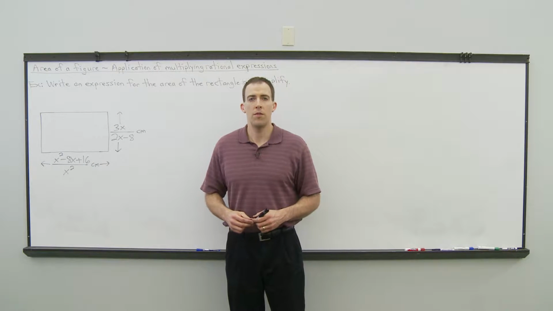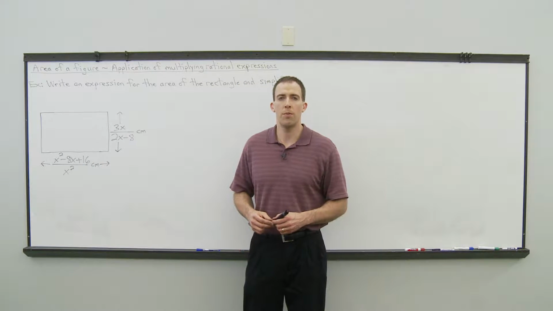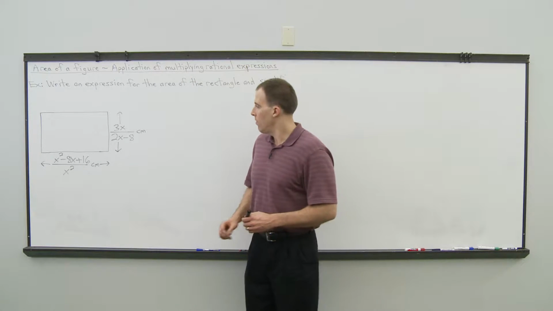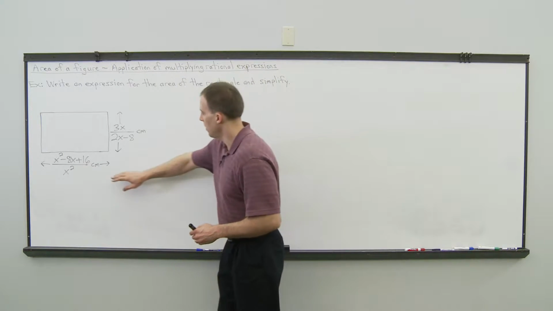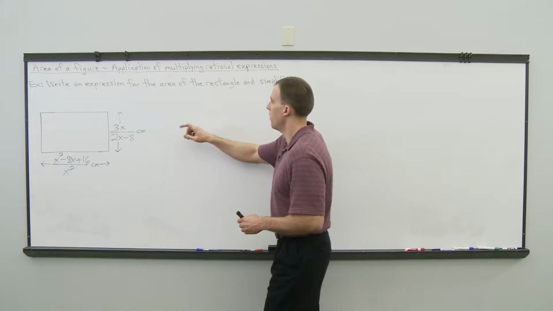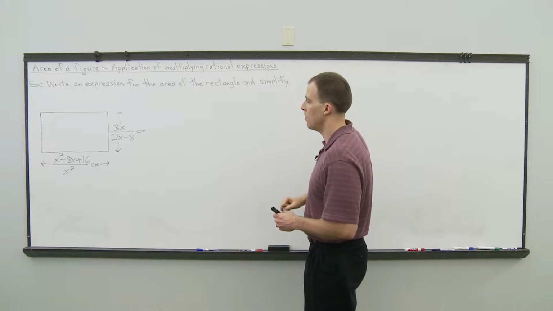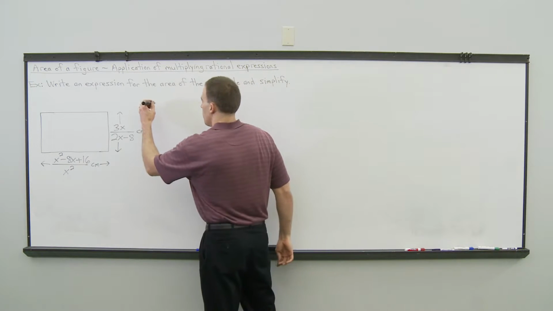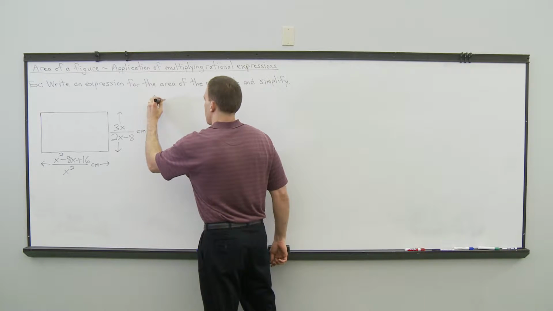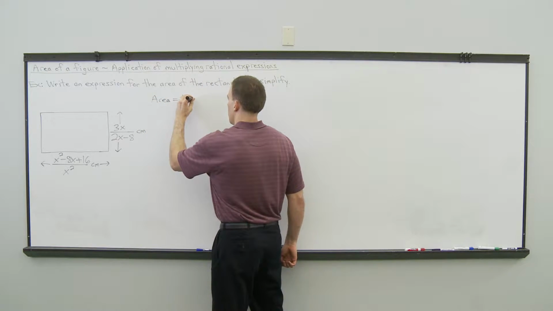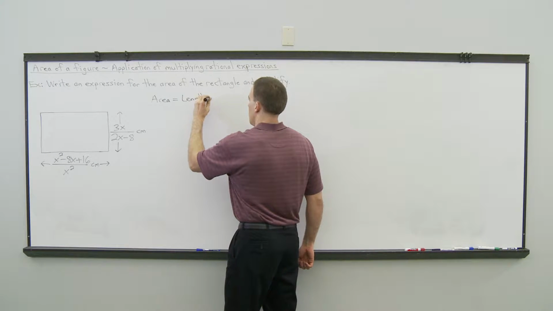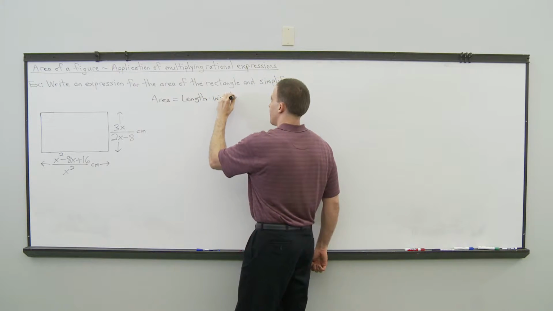Here's an example of multiplying rational expressions in order to compute the area of a figure. We've got a rectangle, and we're given the length and the width, and they ask us to write an expression for the area of the rectangle and simplify. So the formula for the area of any rectangle is its length times its width, which is a formula that you'll need to know.